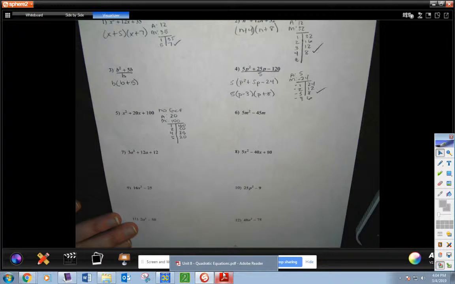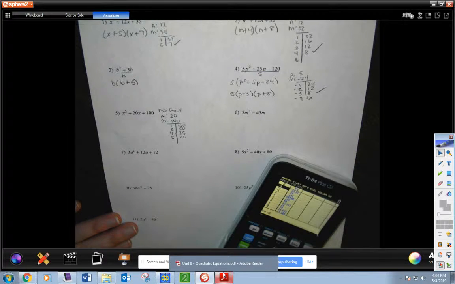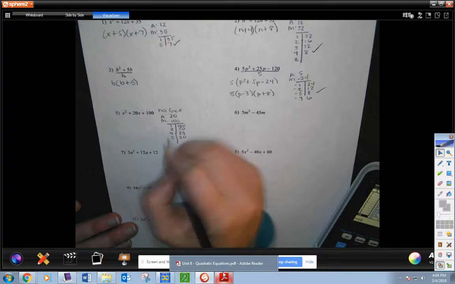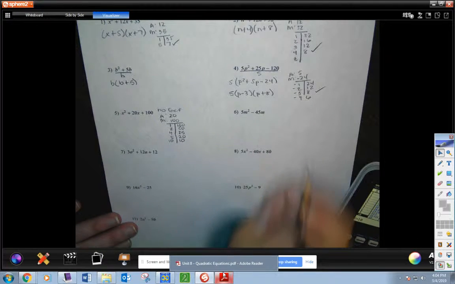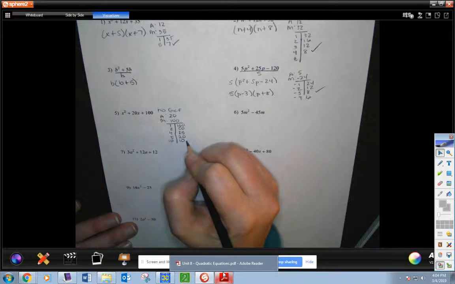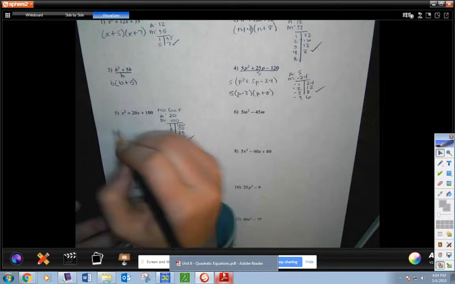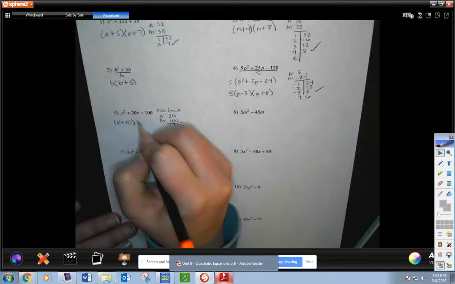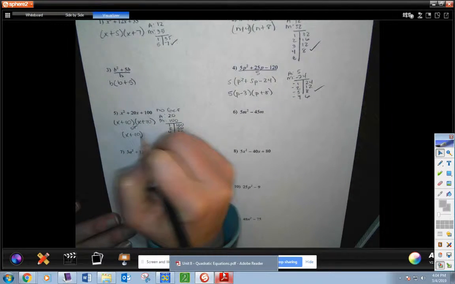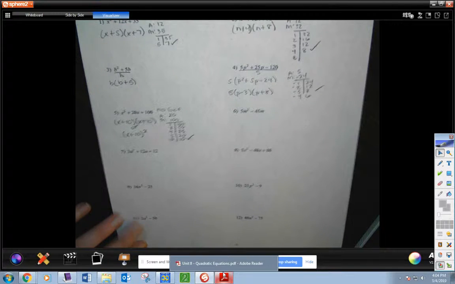Okay, so I'm thinking of more multiples, but they're not all coming to my brain. It's after school, I'm tired. So my next one would be 10 and 10. Should have known that, Mrs. Henson. All right, so now a plus plus tells me my signs are the same and they're both positive. So 10 and 10 is my answer. And I'm going to do x plus 10 and x plus 10, or you can do x plus 10 squared because that's the same thing.